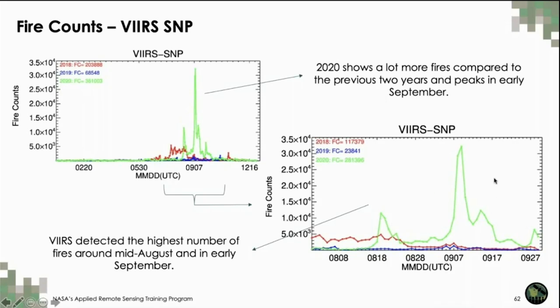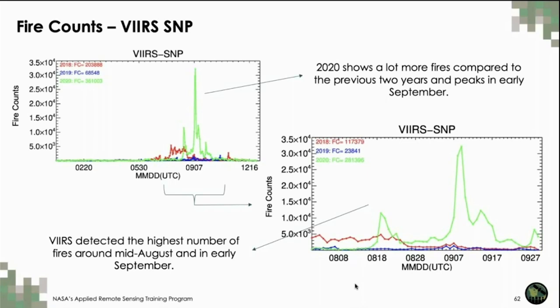And these two peaks are very, very high in terms of number of fires. They are much larger than what you saw in the previous 2 years. So this is, again, something you can easily do using the FIRMS website.